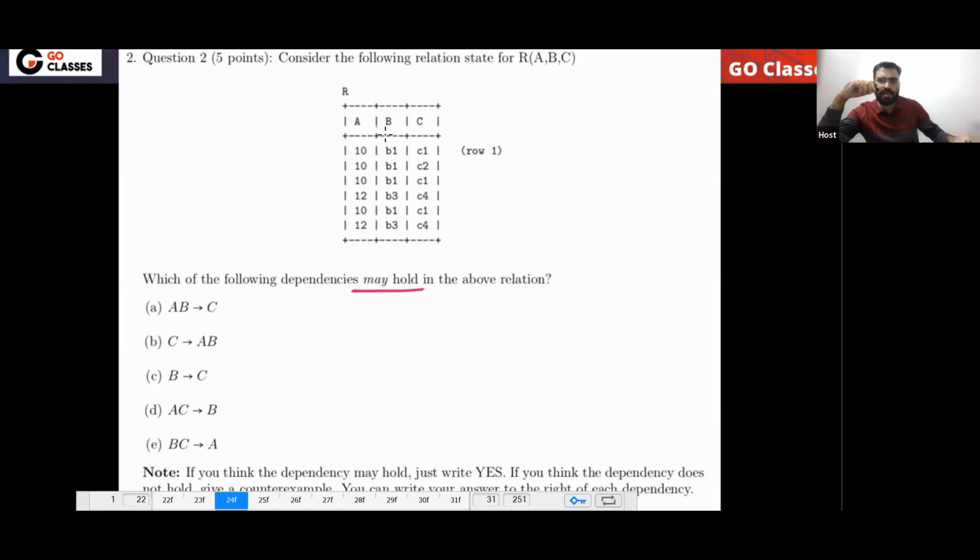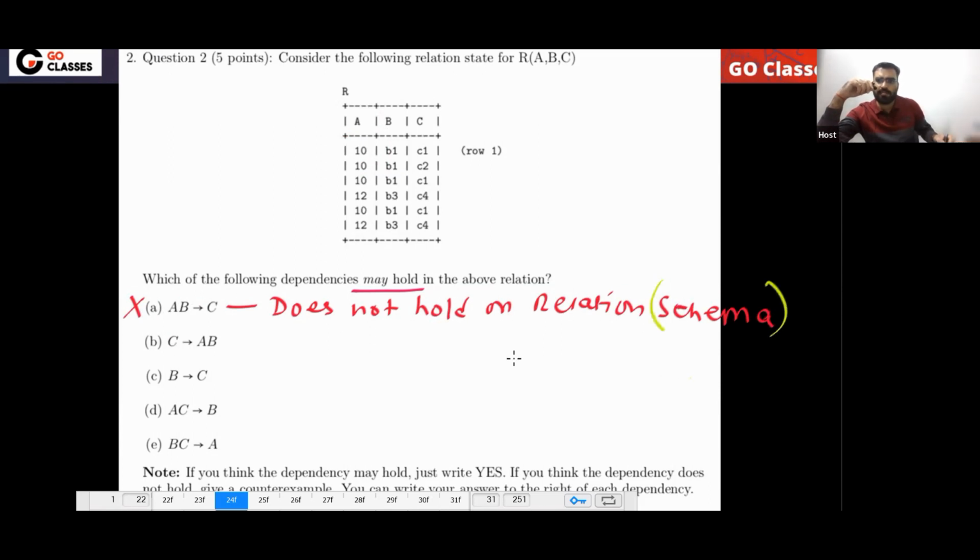What about AB determining C? May it hold on the original relation? You can notice here the AB value is the same, but the C value is different. So this can never hold. Yes or no? I can say this does not hold on the relation schema.